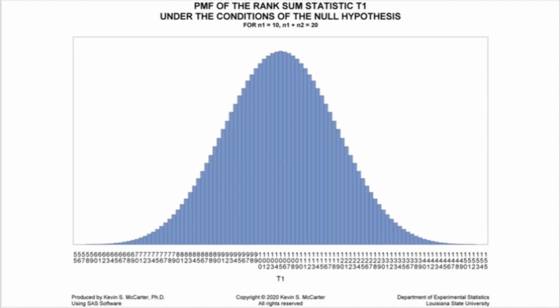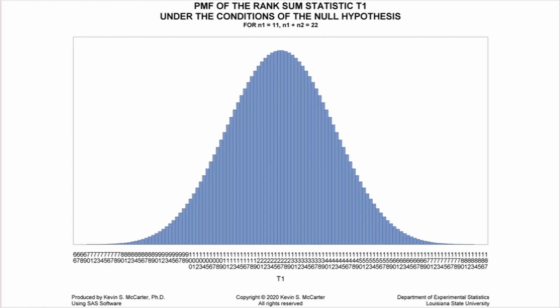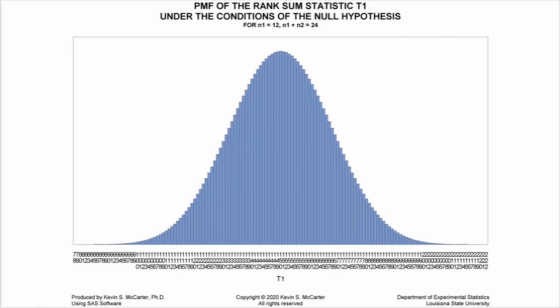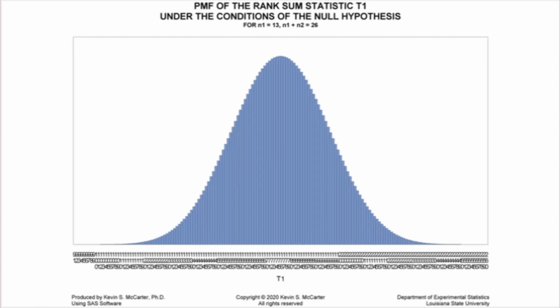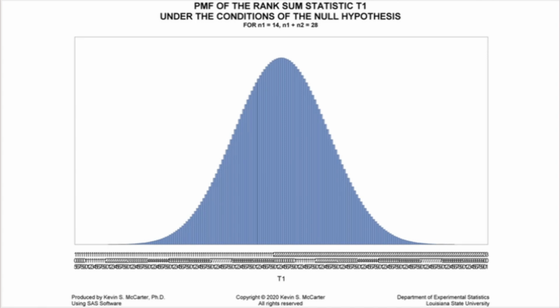And so here is the true sampling distribution of T when we have a total sample size of 20 observations, 10 in one sample, 10 in the other. So we have an even split. Well, that looks even better than when we had 8 and 10. And it should, because we have a larger overall sample size. Now I'm going to increase the overall sample size from 20 to 22. You see that? Look, it's getting better. Now we're going to increase it from 22 to 24, from 24 to 26, and from 26 to 28.